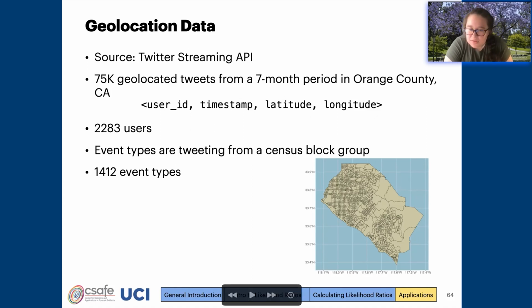And this is what the census block groups look like in Orange County. There are obviously many different ways that you could divide up the area in Orange County, but we chose census block groups since they're nicely defined and provide a nice moderate resolution for looking at this area. And this gives us 1,400 possible event categories.